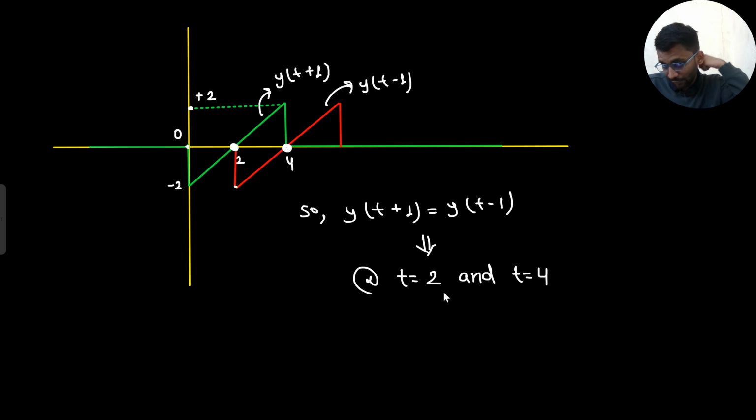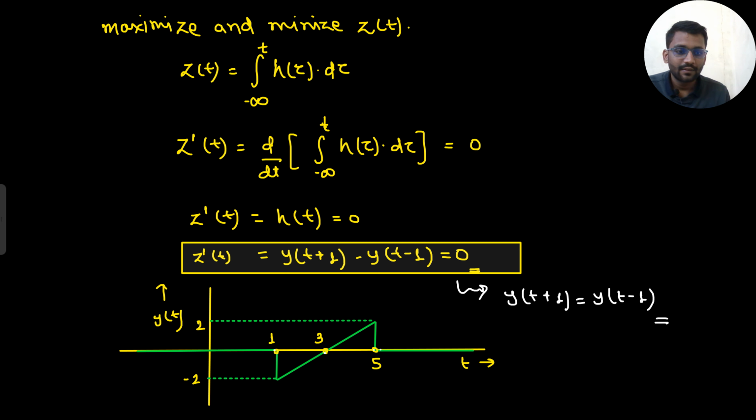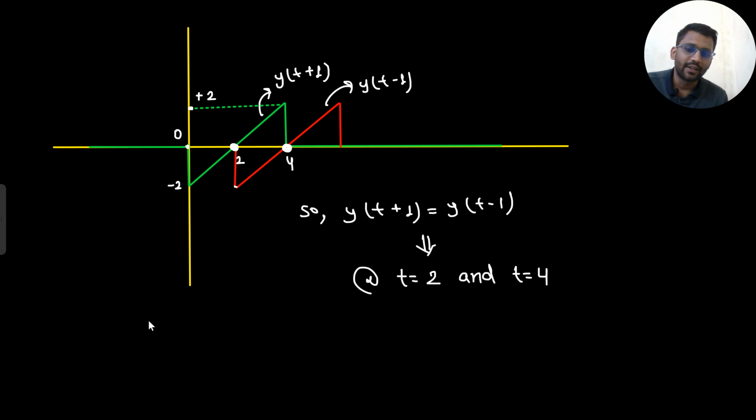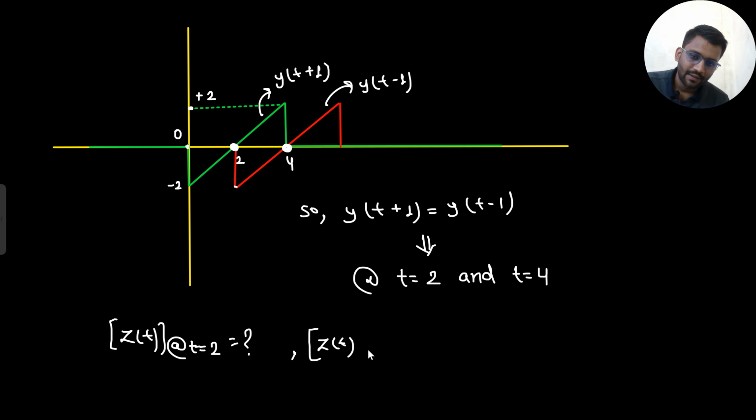Okay, so what you need to find? You just need to find the value of z of t at t equals 2 and z of t at t equals 4. That you need to find. That's it. That's my target. Then I will get to know whether it is maxima or minima.